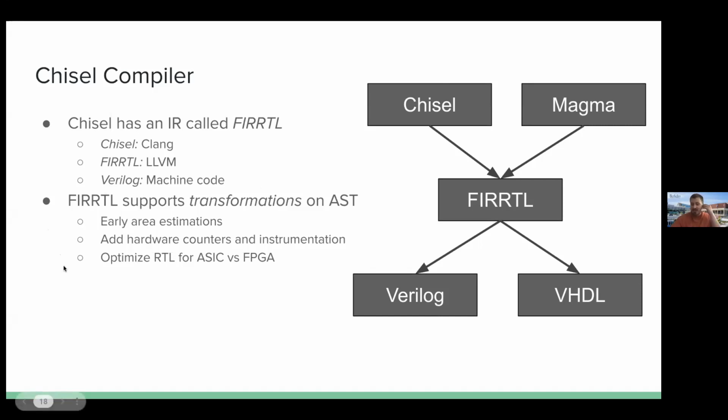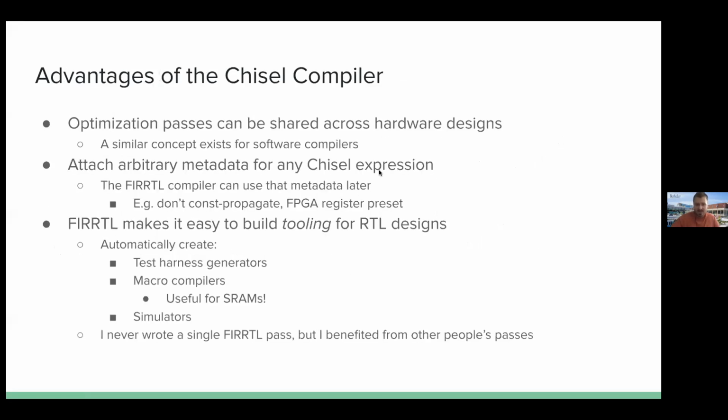And this means you can write your hardware at a higher level of abstraction with Chisel, and then somebody else can write a Firrtl transformation, which gives you early area estimations, or which adds hardware counters and instrumentation to your design without you having to add them yourself when you're designing your hardware. Or you can optimize your actual hardware for ASICs or for FPGAs, which might have different optimization requirements, without you having to explicitly do that yourself in Chisel, right? So you can use transformations written by other people. These optimization passes can be shared across hardware designs, right?